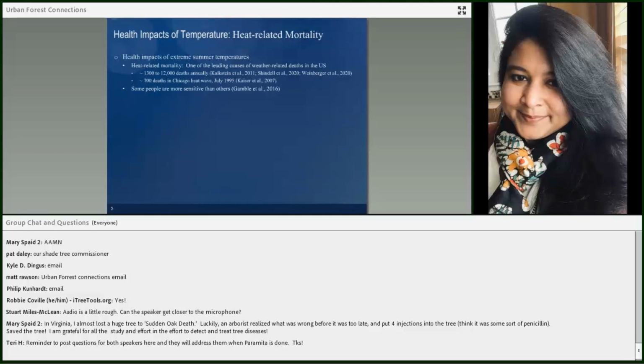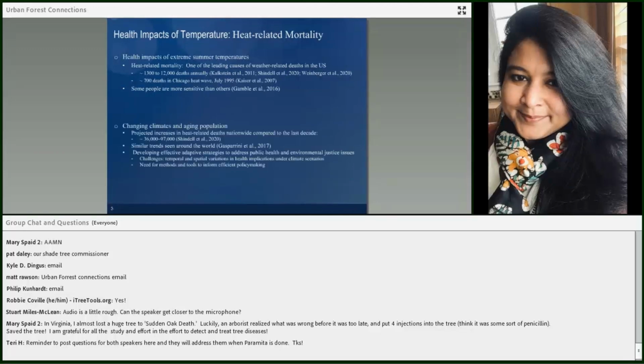And the other perspective to this is that a lot of people with specific characteristics are more sensitive to extreme heat than others. And this, of course, raises a lot of environmental justice issues as well. And so this problem is going to become even more pressing in the future with changing climates and aging populations. There are a lot of studies, especially recently, on projections of heat-related deaths, and they really show huge increases in projections there.